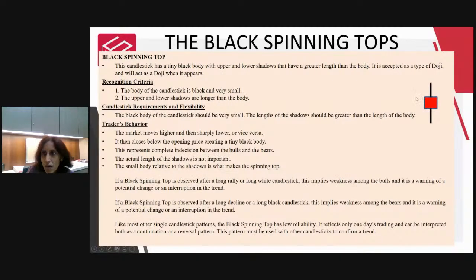Sorry, this is the closing price. Yeah, this is closing. This is the opening price. This is the highest price for the day, and this is the lowest price of the day. So this is the closing price. This is the opening price.